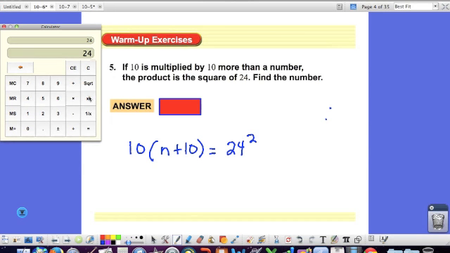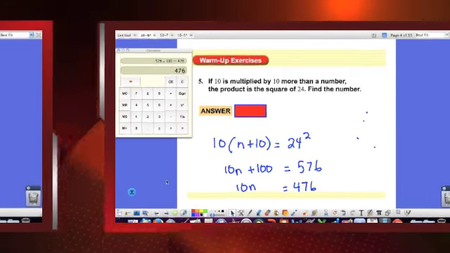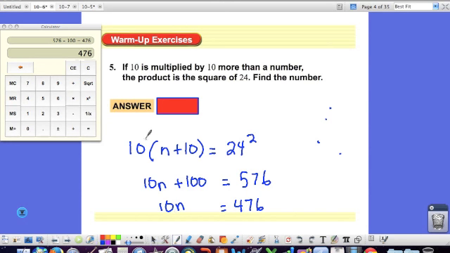So 24 squared is 576. 10 times n is 10n. 10 times 10 is 100. 576 minus 100 is 476. Okay? I will admit I'm getting a little nervous here, so I just stopped the video, checked the answer because I don't know what the answer is, and I'm actually on the right track. So when I divide by 10, n, I get 47.6, which is making me quite a bit nervous.